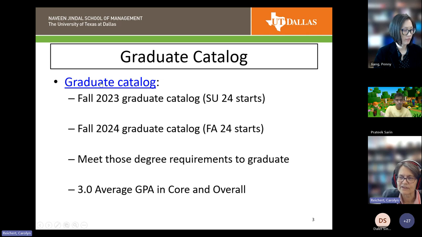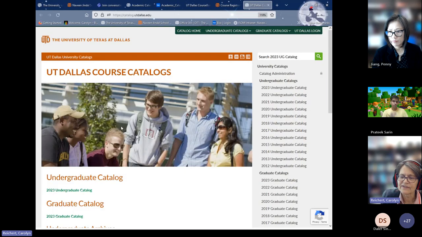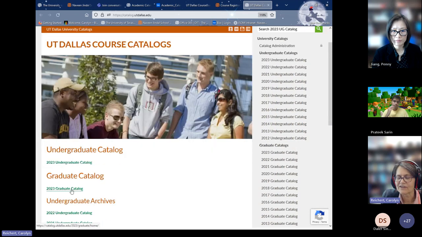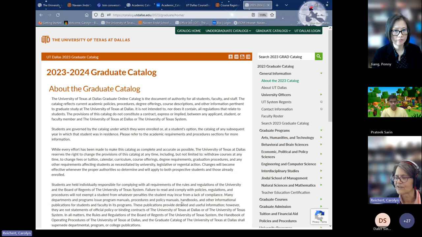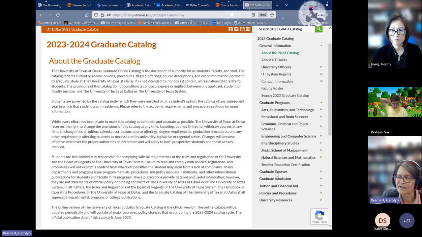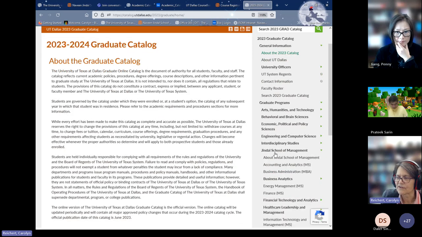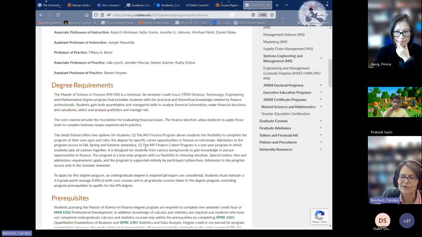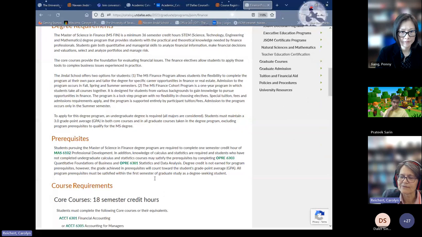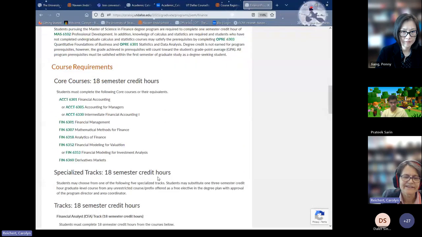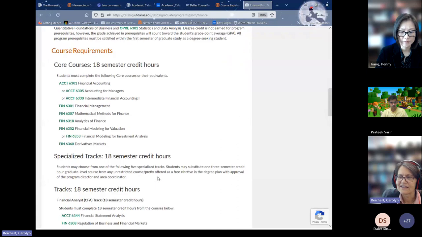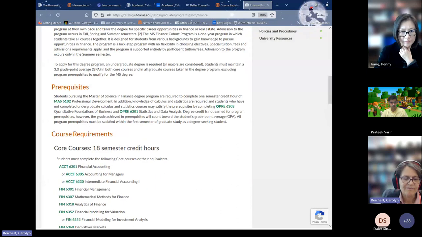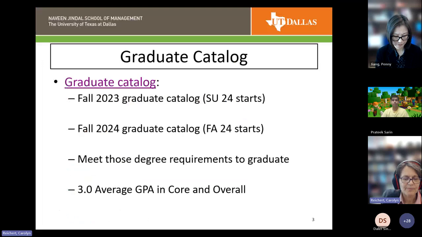It's very specific. So again, if I click on this, I can go to the graduate catalog, and I can actually just search graduate catalog if I need to. But you can look by courses. They'll give you course information. You can look by Jindal School. And here's our finance degree. You have to scroll a little bit, but you can see these are the different prerequisites and course requirements to graduate and the tracks. And so it's in the graduate catalog for that piece.